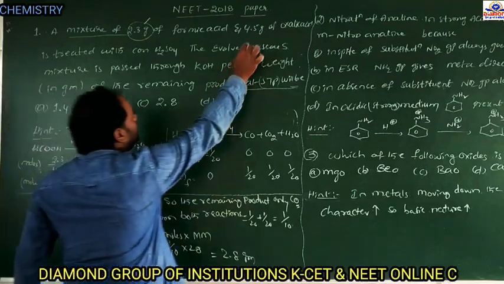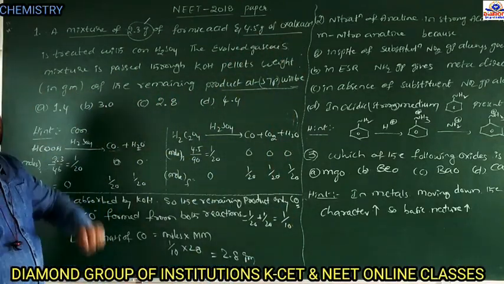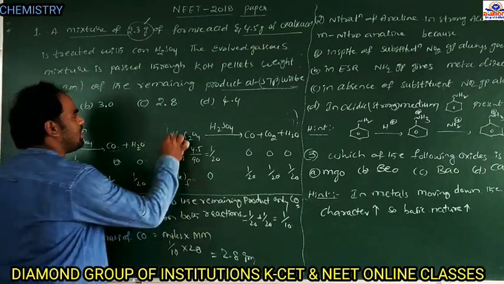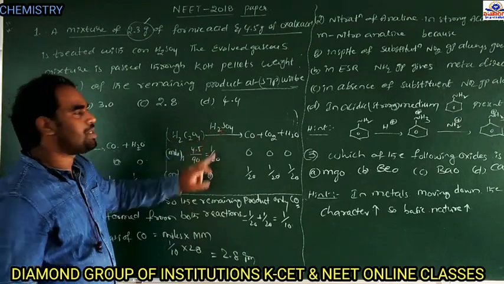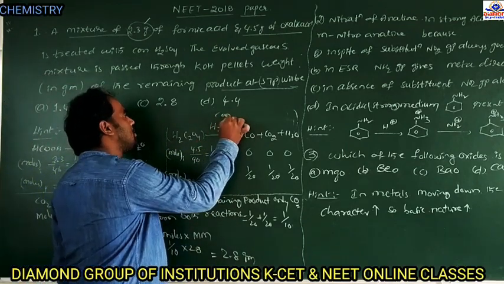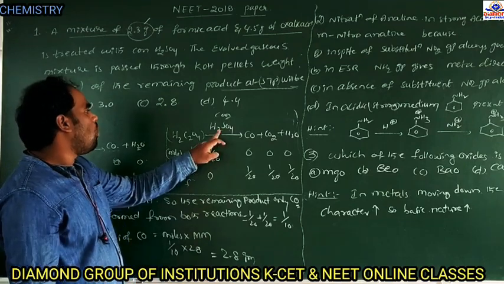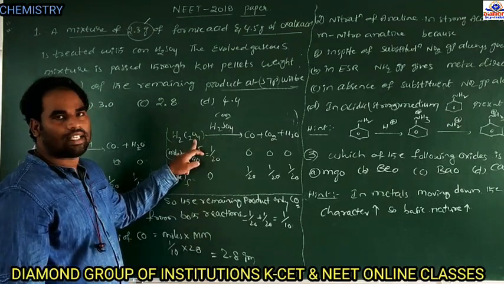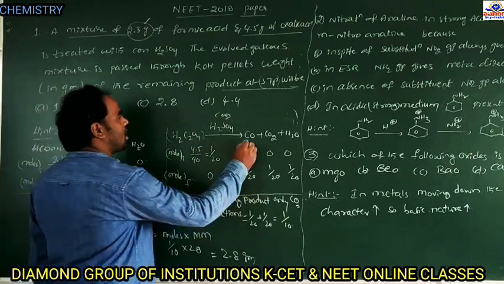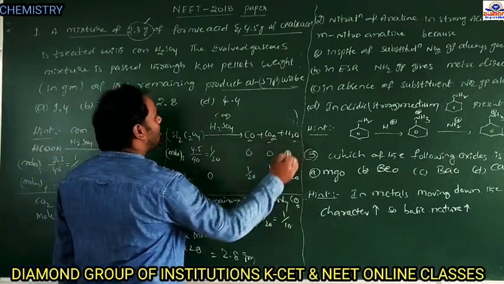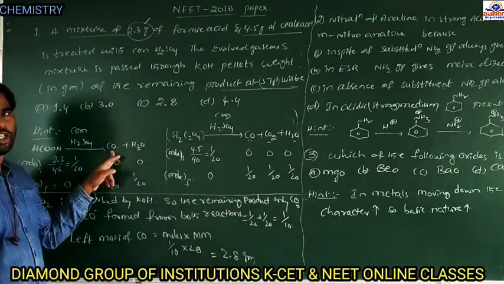Next, another reactant, that is 4.5 grams of oxalic acid, is also treated with concentrated H2SO4. So this is oxalic acid, treated with concentrated H2SO4. Just now I explained that concentrated H2SO4 acts as a dehydrating agent. Therefore, water is removed from this oxalic acid, and that water is absorbed by the concentrated H2SO4, and the products are carbon monoxide, carbon dioxide, and water. So here also carbon monoxide formation takes place.